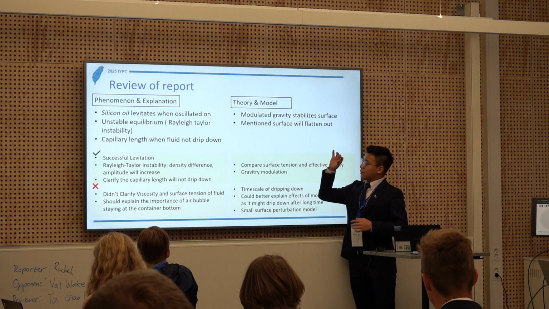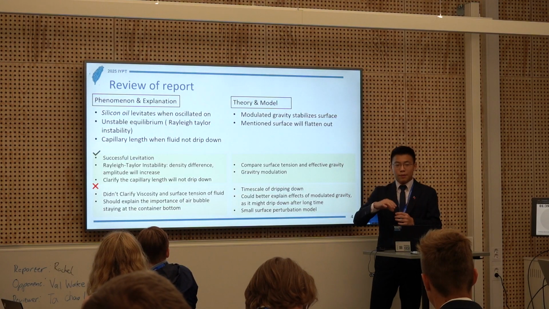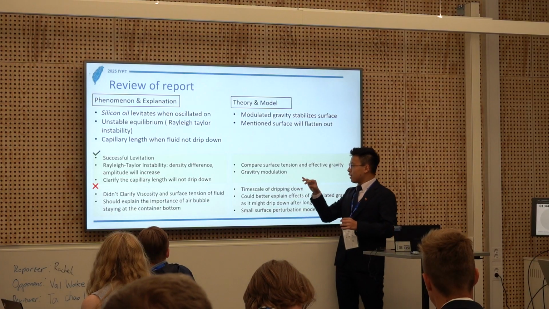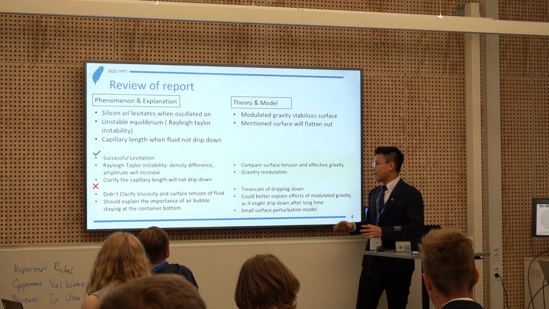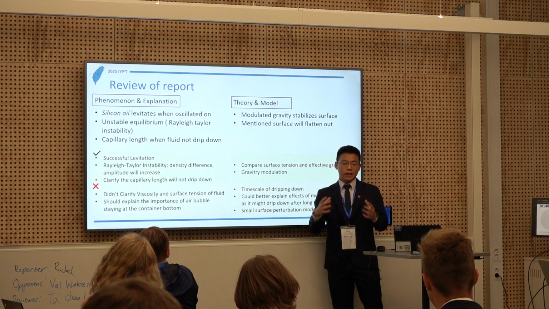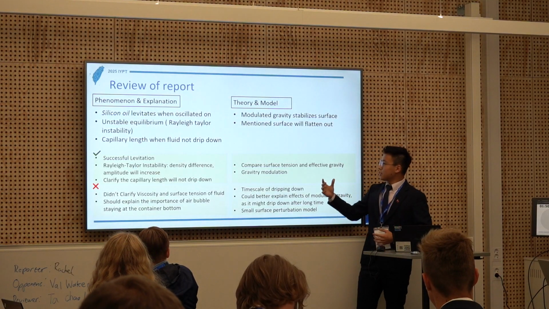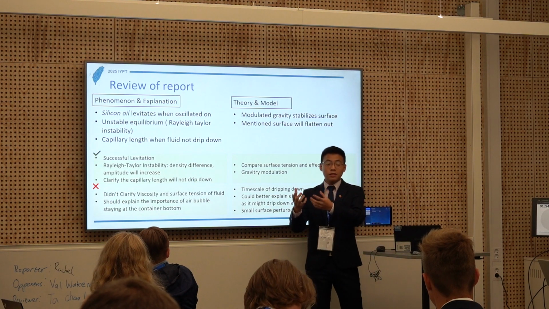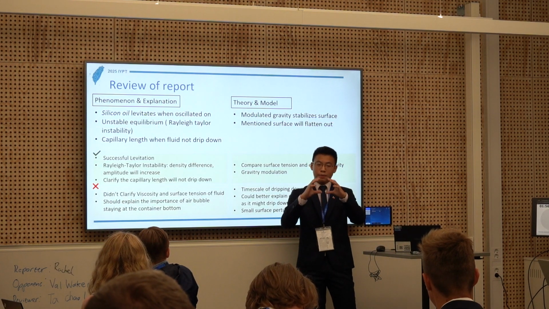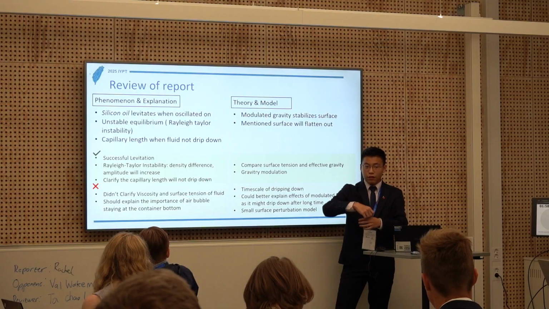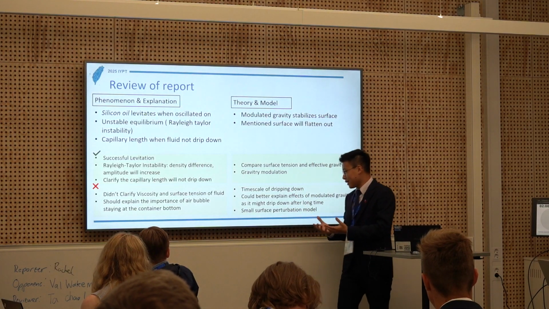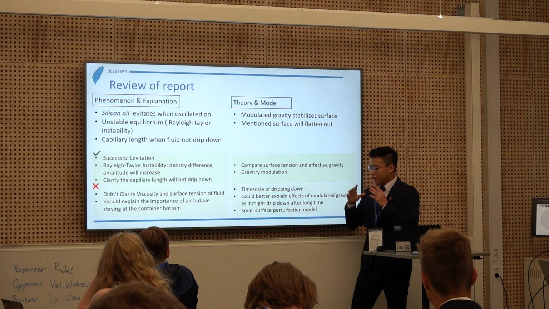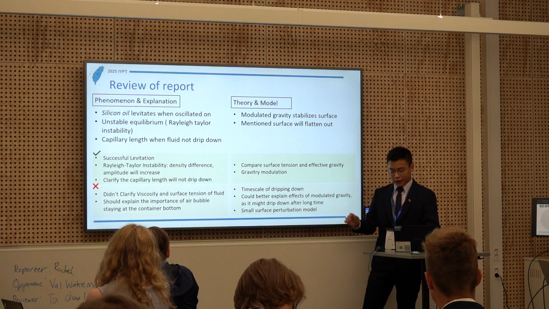During the model, she mentioned the modulation of gravity will stabilize the surface, and the surface will be flattened out. And she compared the surface tension and the effective gravity. And she has a gravity modulation, which I think is the most important force. But I think for a model, we should be told the time scale of the dripping down. Because if the time scale is long, the oscillation does not need to be very big. But if the time scale is very fast, it needs a very big oscillation. And I think she should have a better small surface perturbation model, accounting for the surface change.